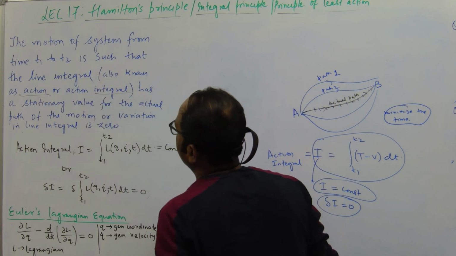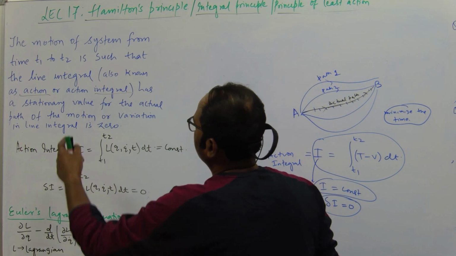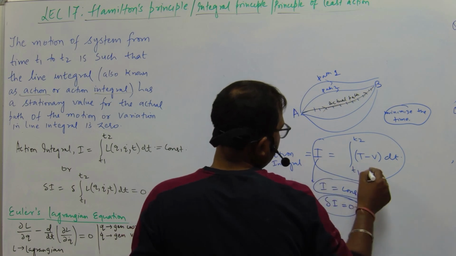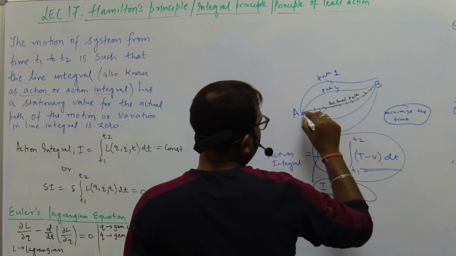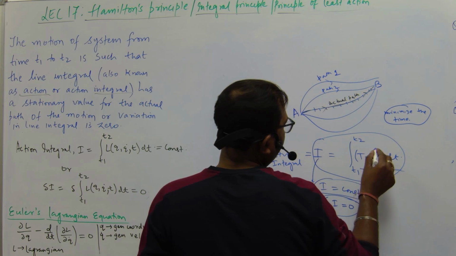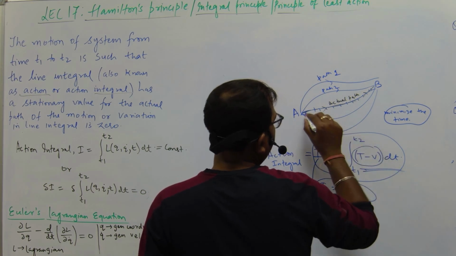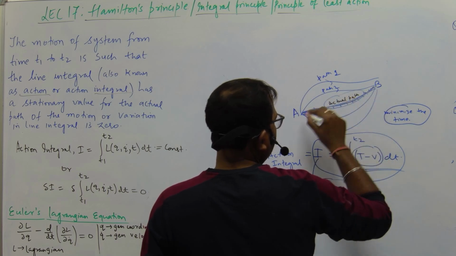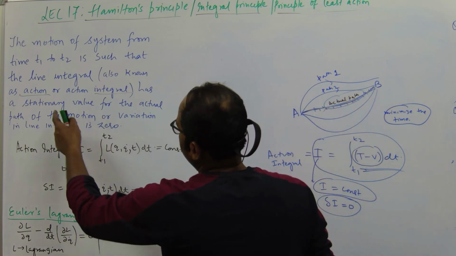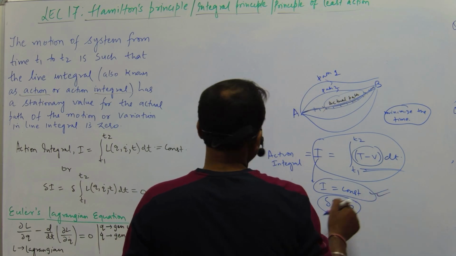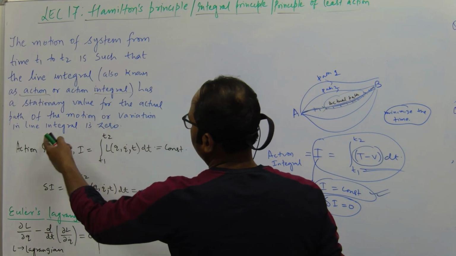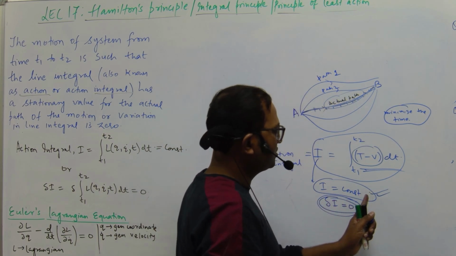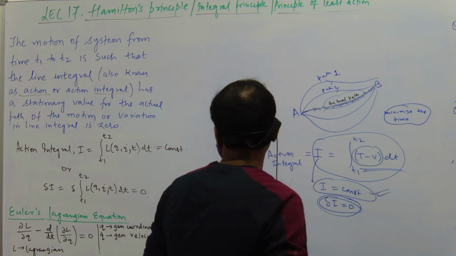The motion of a system from time t1 to t2 is such that the line integral has a stationary value. This is our line integral, because we are taking this particular path and integrating the difference T minus V along this path, because this is our actual path. It has a stationary value, so this is constant, or the variation in the line integral is 0.